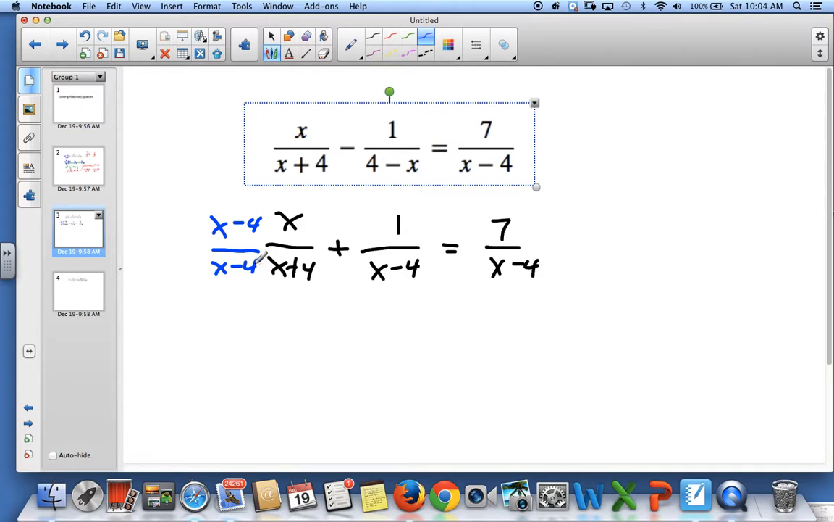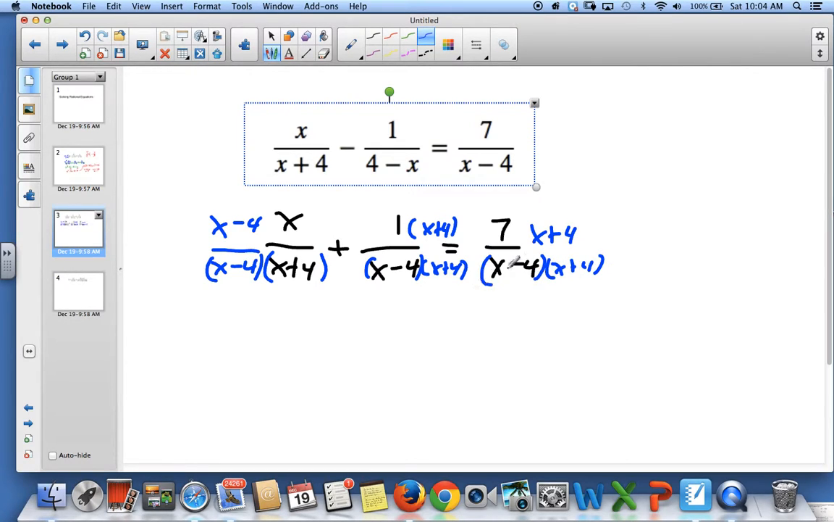So now my denominator is going to be x minus 4 times x plus 4. This one needs an x plus 4, so I'm going to say x plus 4 and x plus 4. And remember, that's going to be with that. I guess I should put parentheses there. And this one here also needs an x plus 4.